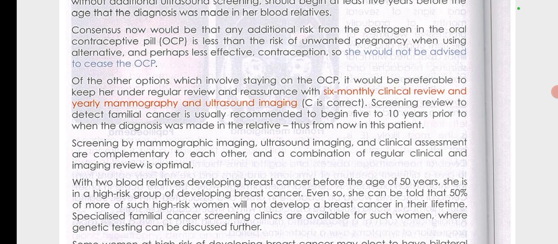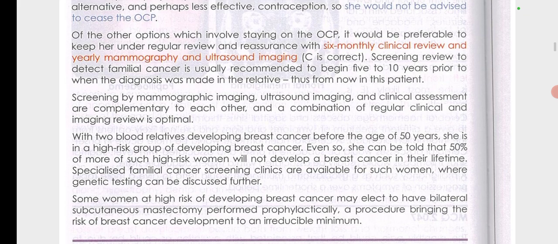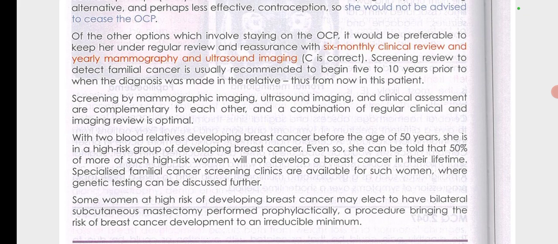Screening review to detect familial cancer is usually recommended to begin 5 to 10 years prior to when the diagnosis was made in the relative. Thus, from now in this patient, screening by mammographic imaging, ultrasound imaging, and clinical assessment are complementary to each other, and a combination of regular clinical and imaging review is optimal. With two blood relatives developing breast cancer before the age of 50 years, she is in a higher risk group of developing breast cancer.